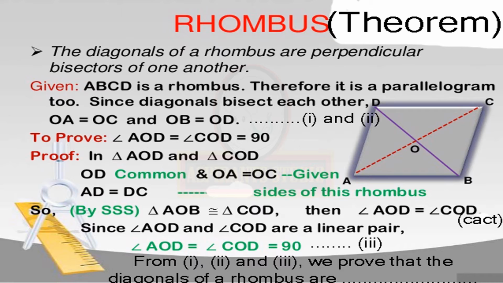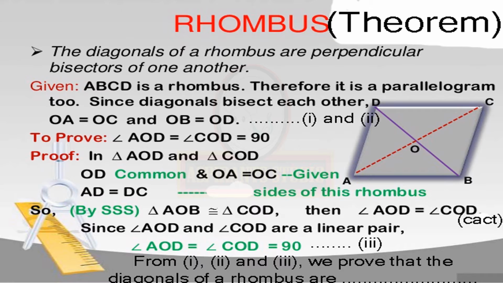So arrange it accordingly. I have just given a hint how to do it. You can rewrite the proof. Given quadrilateral ABCD is a rhombus, you have to prove OA is equal to OC and OB is equal to OD, and measure of angle AOD is equal to measure of angle COD is equal to 90 degrees. Now, coming to the proof.